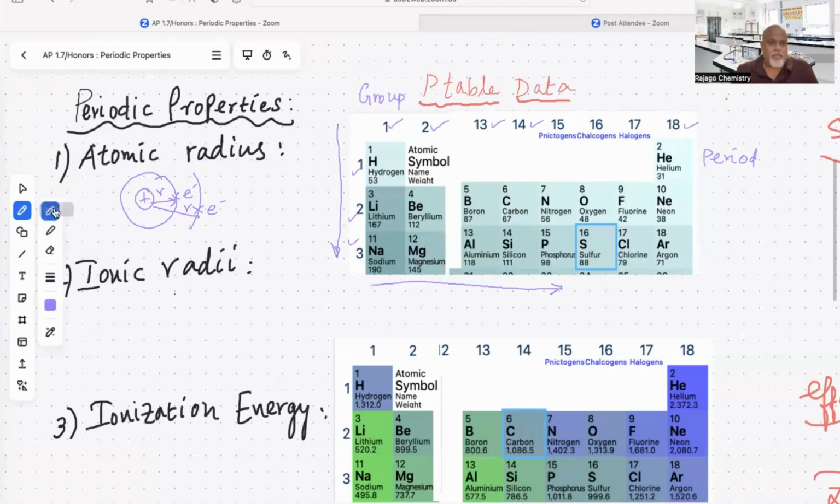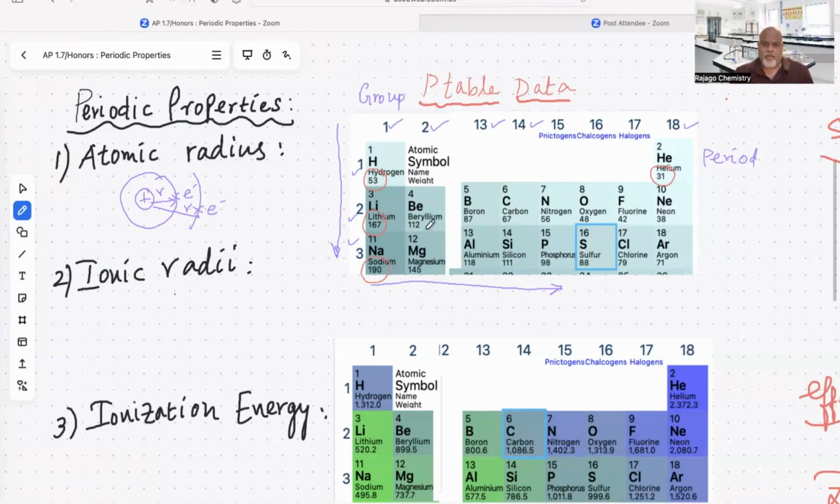So if you look at these numbers, you can clearly see that hydrogen has an atomic radius of 53, and then helium has an atomic radius of 31. Now let's look at top to bottom. Hydrogen 53, lithium is 167, sodium is 190. So we clearly see that the atomic radius is increasing. Why is it increasing? Because new shells are being added. So the shells are increasing in size. So obviously the atomic size is increasing.